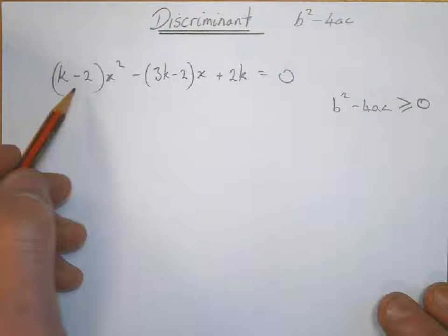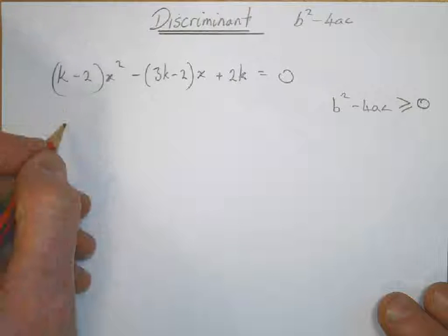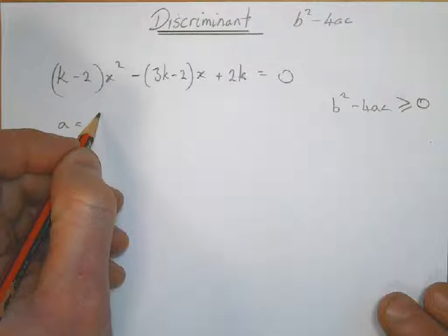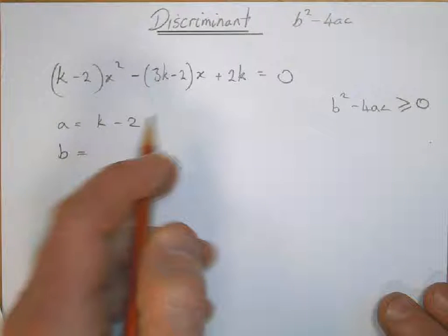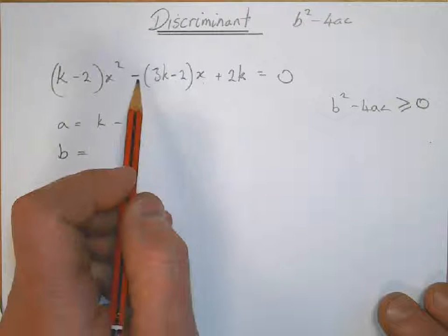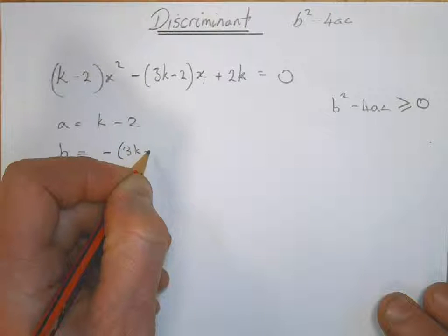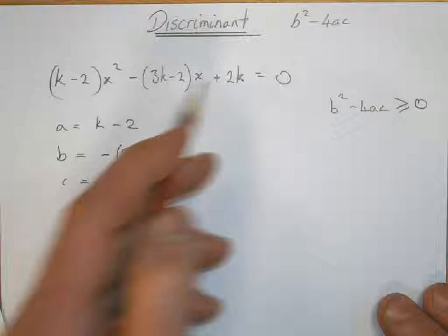So let's find the values of a, b and c. So a is going to be whatever's before the x squared, the coefficient of the x squared. B is whatever's before the x. Now you have to be careful here because you just think it's that little bit there, but it's actually the minus as well. So it's going to be minus 3k minus 2. And c is just whatever's left over, and that is just 2k.